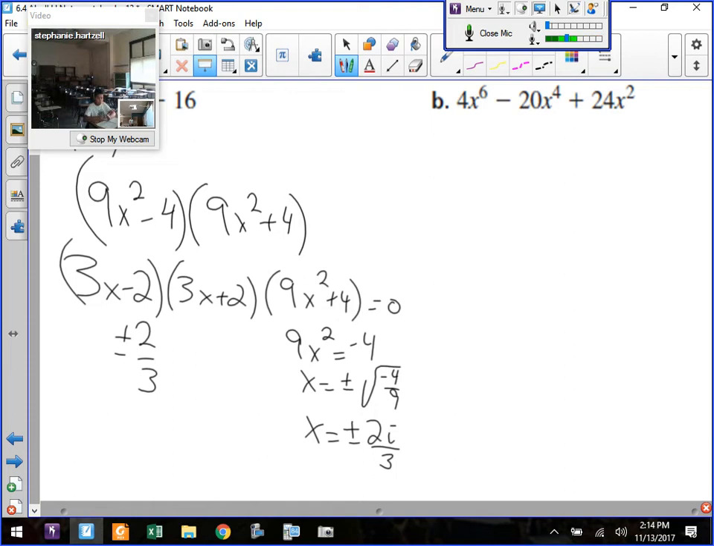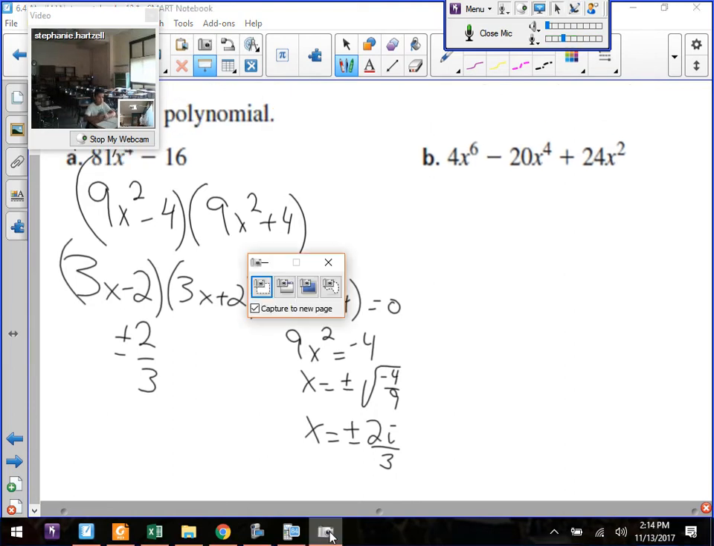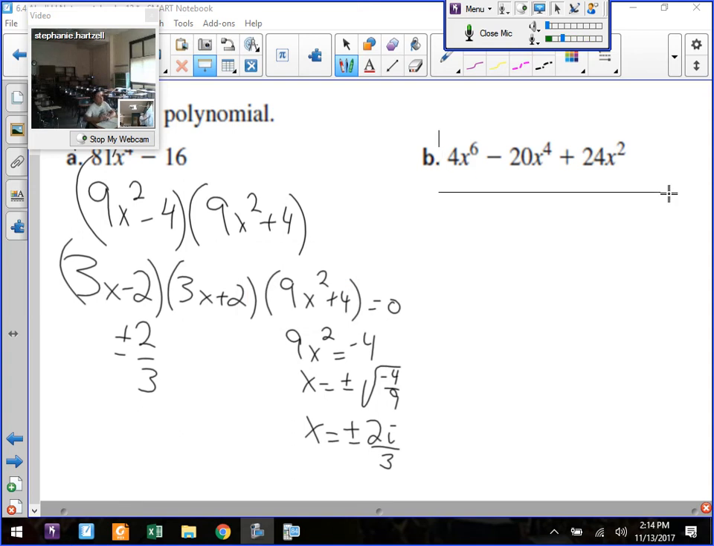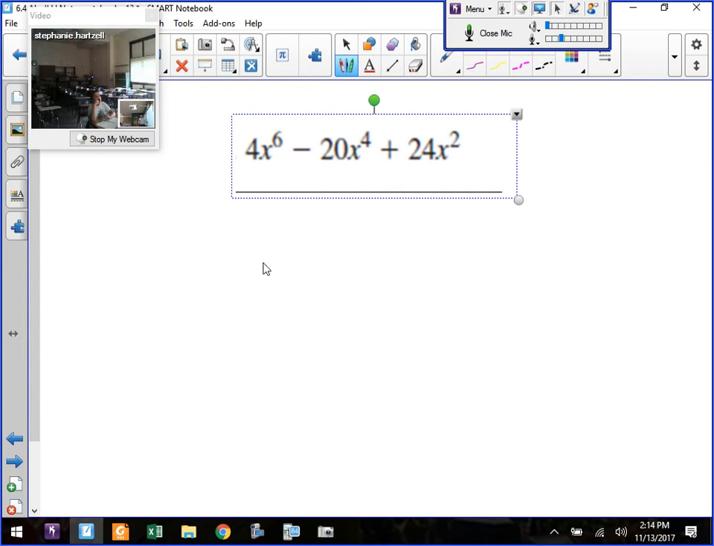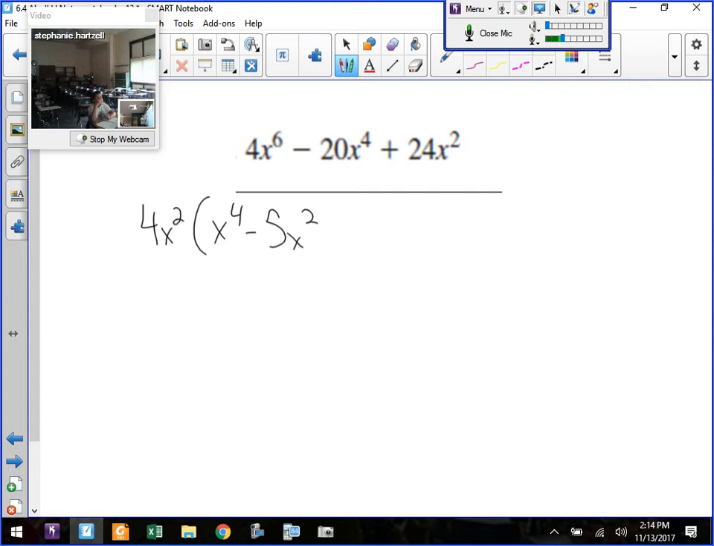What about 4x to the 6th minus 20x to the 4th plus 24x squared? What do you think you're going to do first? GCF. Good. What is the GCF? 4x squared. Good. So if I take my 4x squared out, I'm then left with x to the 4th minus 5x squared plus 6.